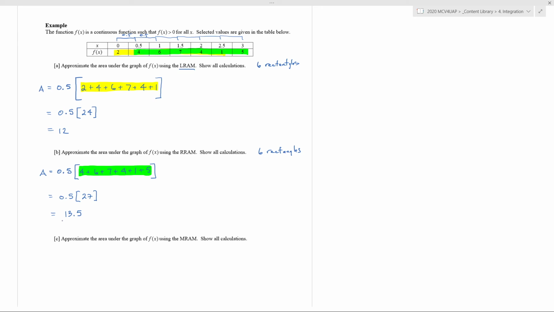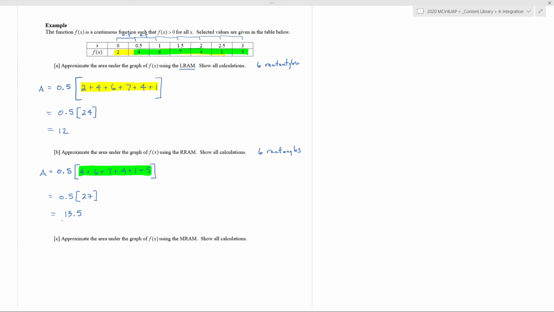Any questions on that before we do MRAM? Because MRAM for this one is a bit different. So part C says approximate the area using MRAM. What you are not to do is take the values in the chart and start making up your own data.